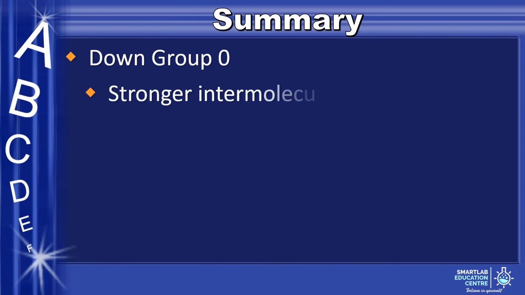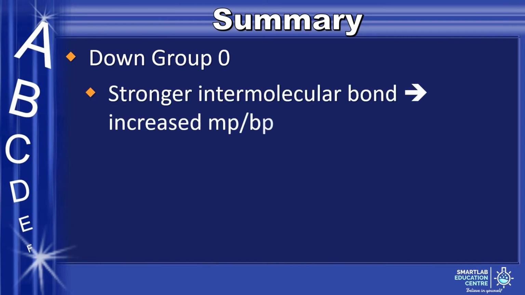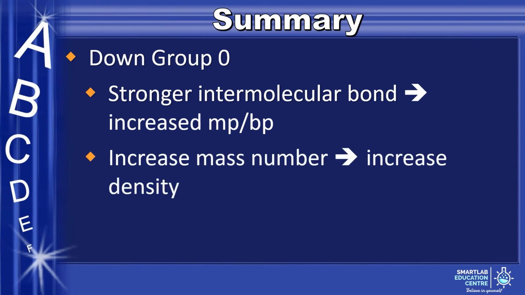In summary, down group 0, stronger intermolecular bonds are formed, therefore there is an increased melting and boiling point, and secondly, since the mass number increases, the density increases as well.